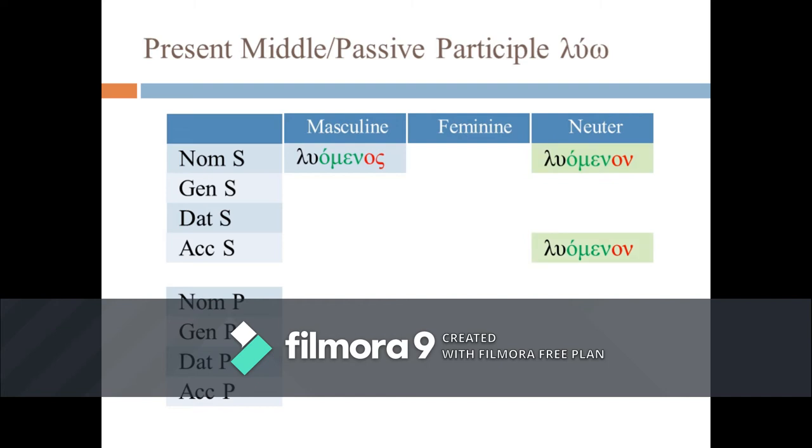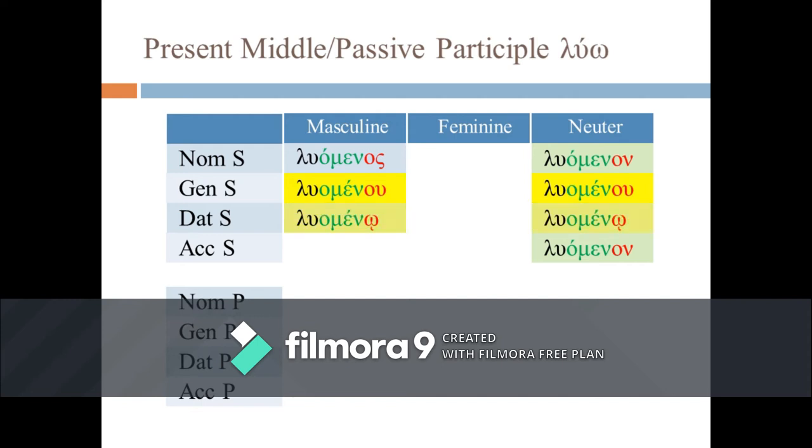So, neuter, luomenon. The same in the nominative and the accusative, luomenon. Genitive is going to be the same, luomenou, like logou. Dative, iota subscript, luomeno, like logo. And then the ending is going to have a nu all the way across, luomenon. So we would have had logos, logou, logo, logon. Luomenoi.